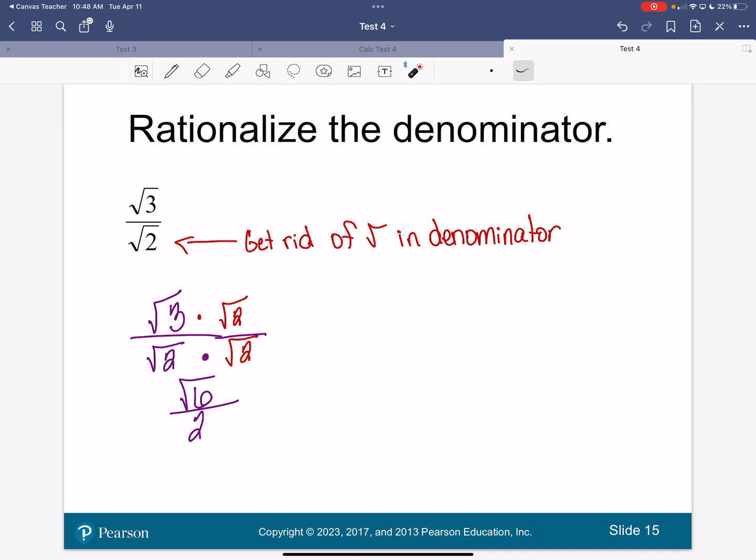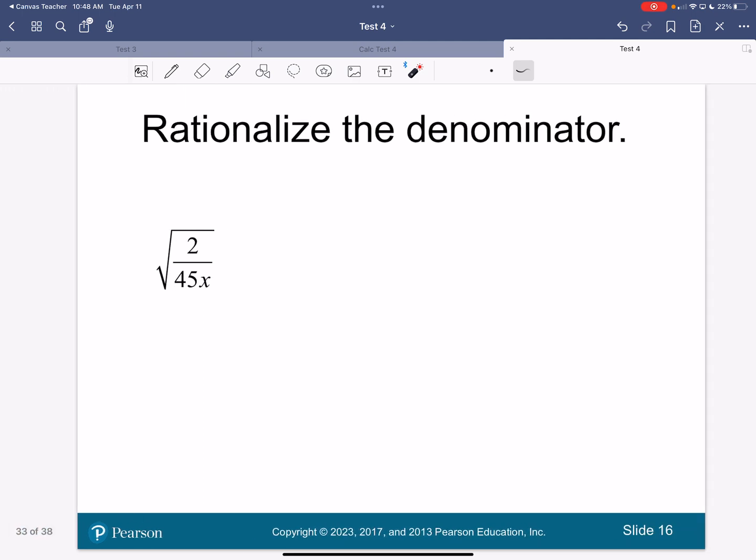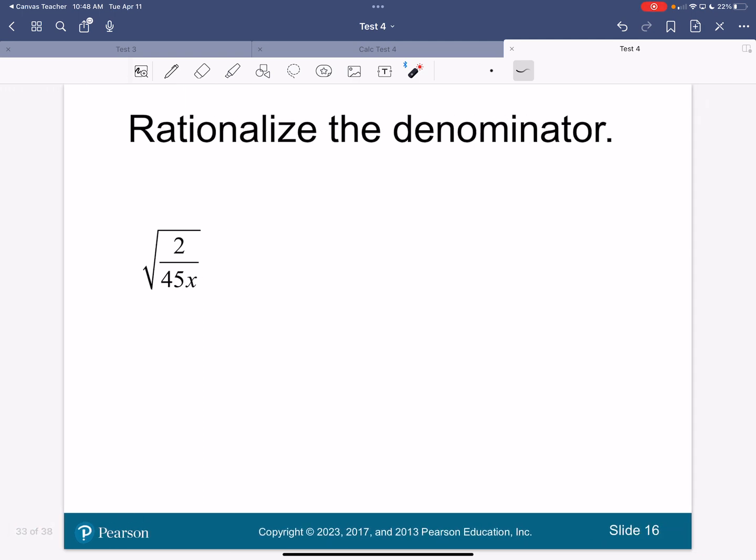Okay. Can I go to the next screen? Now, you can do this one a couple of different ways. My advice is to simplify this first. I would simplify the square root of 45x first, because we know there's a perfect square factor in there. What is the perfect square factor in there? 9. Good. 9 is in there.